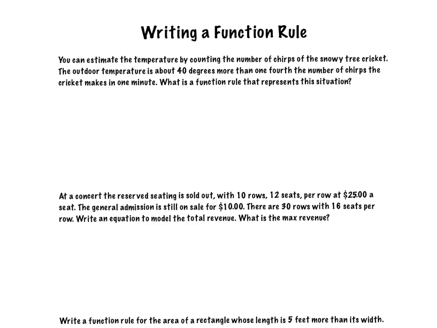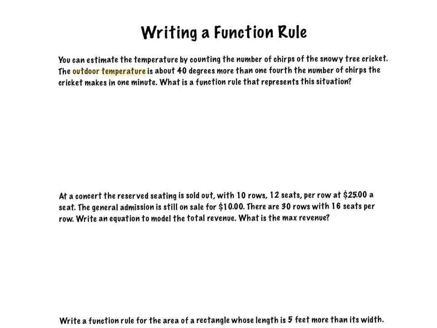So this first one says, you can estimate the temperature by counting the number of chirps from this cricket. The outdoor temperature is about 40 degrees more than 1/4 the number of chirps the cricket makes in a minute. So let's find the function rule. What I would do is start by asking, what are my variables going to be? I'm going to highlight my variables in yellow.